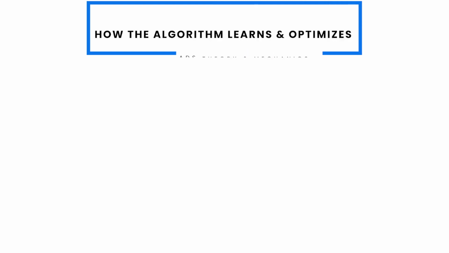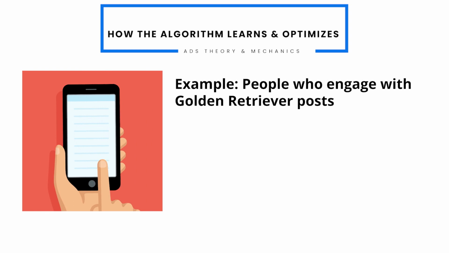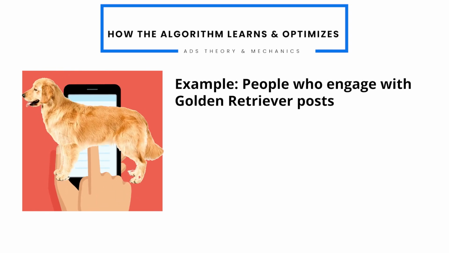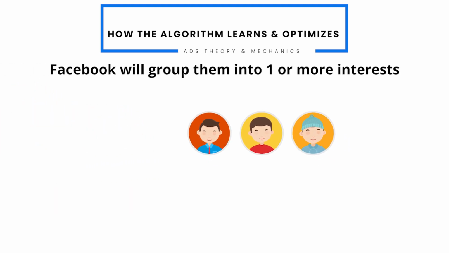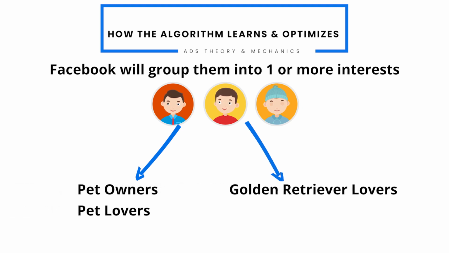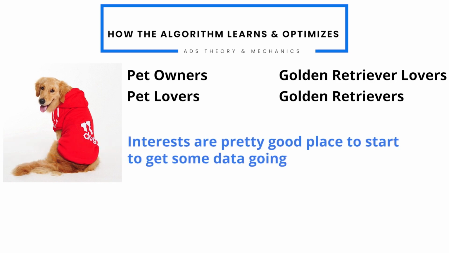So how does the algorithm learn and optimize? As an example, let's take people who have been engaging with posts that contain pictures or videos of golden retrievers. For those users who engage with the content of the post, Facebook might group those users into one or more of the following interests: pet owners, pet lovers, golden retriever lovers, golden retrievers. Now let's assume that as an advertiser, you're interested in selling a dog hoodie that is specifically made for golden retrievers. The target interests listed above will be a pretty good place to start and get some data going.